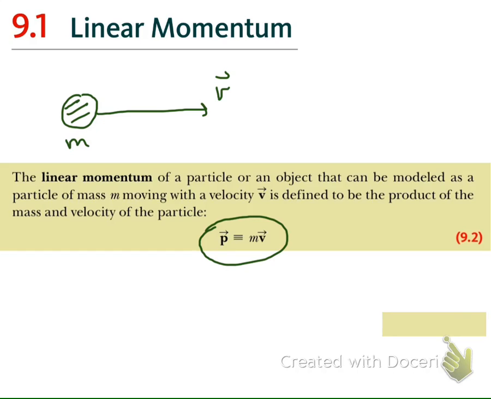This is the definition of the linear momentum. In Newton's time, this quantity was called the quantity of motion. The quantity of motion.